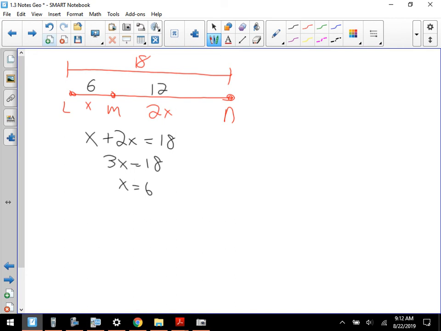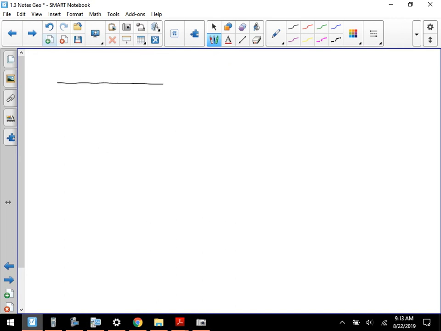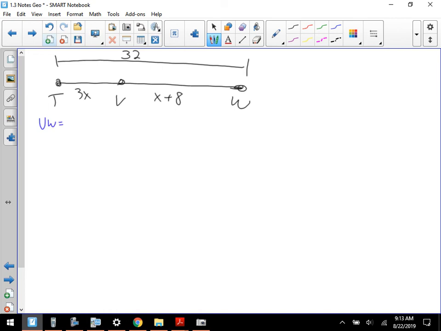What are your two parts for the next one, number 23? We've got T, D, and W. The whole thing is 32. We have a 3x and an x plus 8. And then they're asking us to figure out what VW is at the end. So, how do you write this up as an equation? Yes, ma'am. Yeah, go for it. Erica.